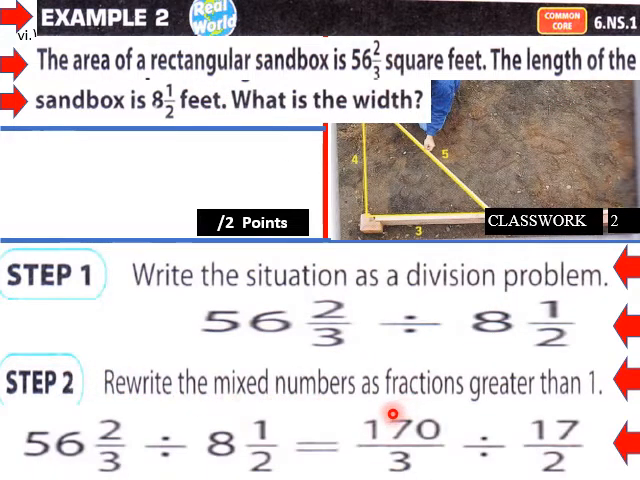Rewrite the mixed numbers as fractions greater than 1. So we have 56 2/3 divided by 8 1/2, which is the same thing as 170 over 3. 3 times 56 is 168 plus 2 would be 170 over 3. And then this becomes 8 times 2, 16 plus 1 would be 17 over 2. So that would be our division problem right here.